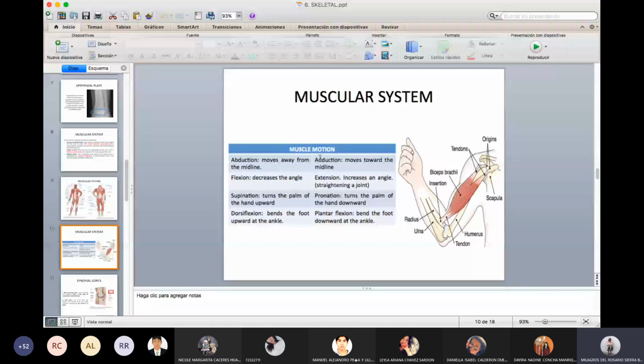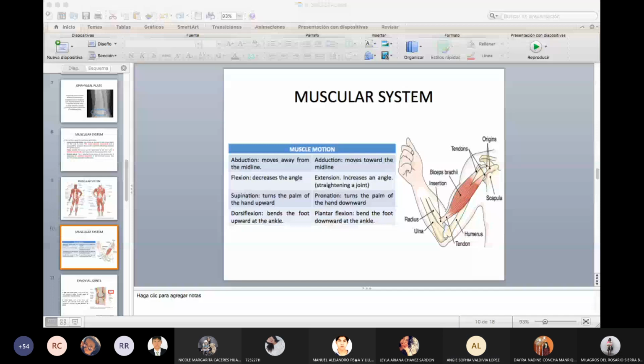So you have abduction and adduction. Do you know the difference? Can someone tell me? Let's see, Angie Sofia Valdivia. Do you know what abduction is? Is when you separate the extremity from your body. Okay, very good.